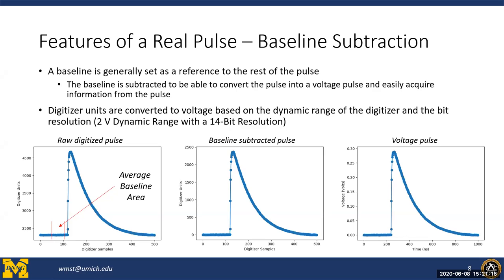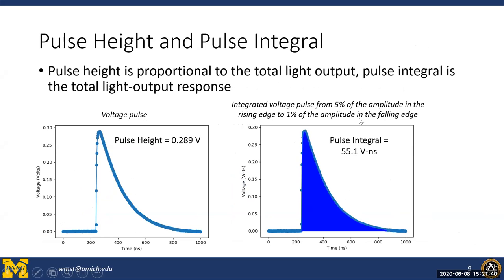So to convert from digitized units, which is in units of bits, to voltage, we multiply by the dynamic range divided by the total number of bits, which is 2 to the 14th. And we can see that this pulse, which has just under 2,500 digitizer units, turns out to be about 0.3 volts. And I think that's on the next slide as well. Yes. So for this, we see that our pulse height in this case is about 0.289 volts, roughly 0.29 volts.